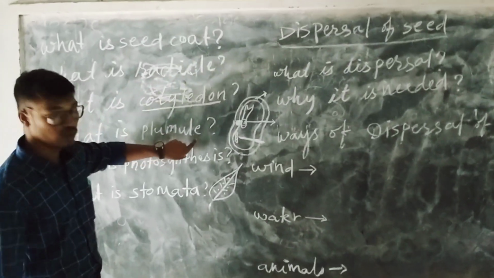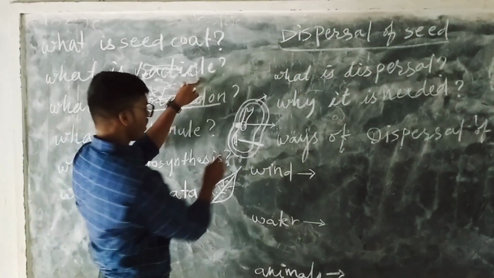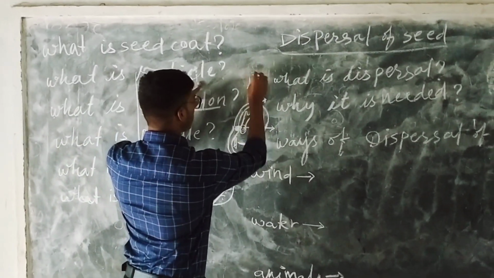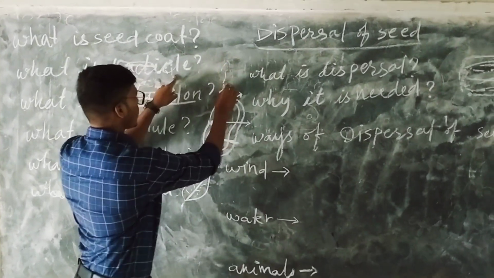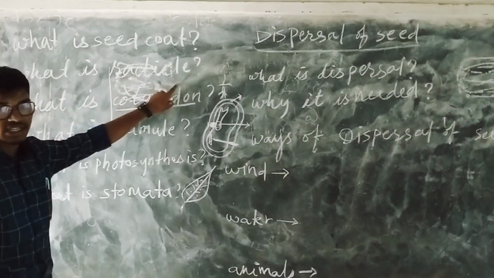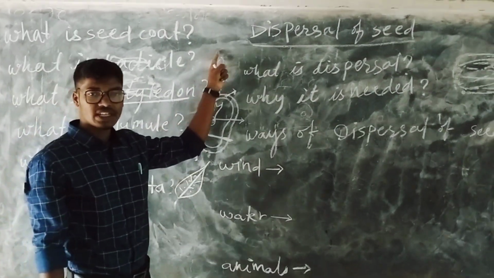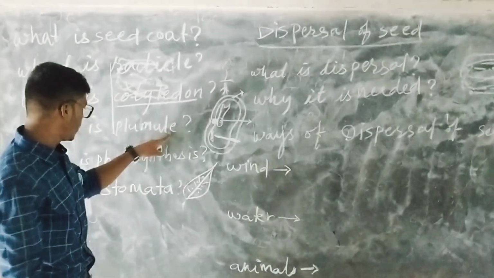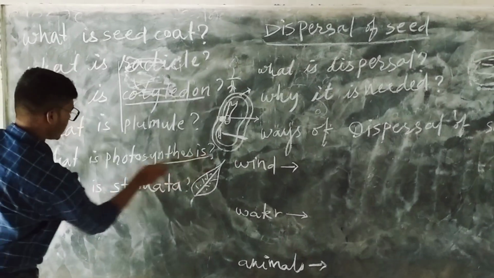Radicle and plumule, these both are related. Radicle means when the baby plant started growing and that root comes down and under the ground, this is called radicle. And plumule, when it goes upper the ground, it is called plumule. And what is photosynthesis?